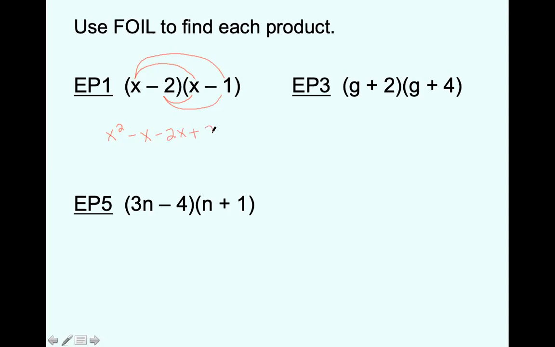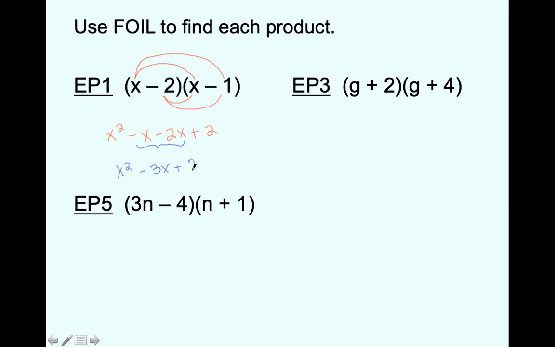Now you'll notice when you do this FOIL method, you're going to have some terms that you can combine. So I'm going to switch pens here for a second so you can see what I'm talking about. These 2 things right here, these are like terms. So I want to make sure I combine those. So this is not completely simplified until I've combined my like terms. So I have x squared. Then I have negative x plus negative 2x is negative 3x plus 2.